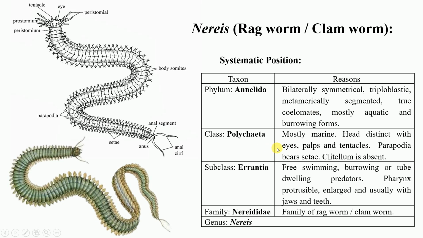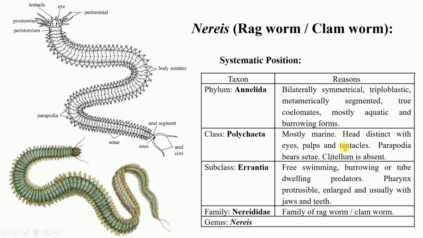Then they belong to the class Polychaeta. The features of the class Polychaeta are that mostly they are marine organisms. The head is distinct with eyes, palps and tentacles. The parapodia bear setae. Clitellum is absent, so there is no clitellum in the polychaetan organisms.